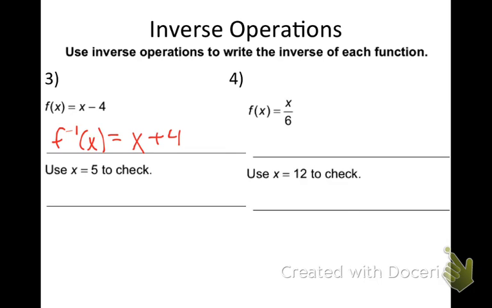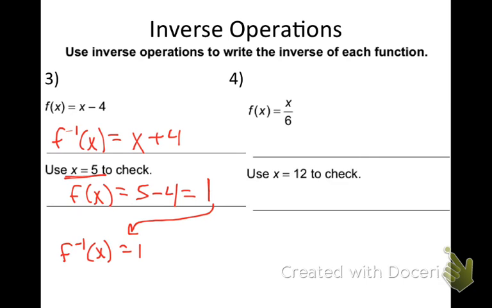Now let's check it with x equals 5. So f of x equals 5 minus 4, and I get 1. Does everybody agree? So I'm going to take that and plug it into my inverse function, which is 1 plus 4. What's 1 plus 4 give me? 5. And just like that, we get right back to the original. So that's how I check to make sure that it's the true, correct inverse function. Number 4, f of x equals x divided by 6. What's the inverse of division?